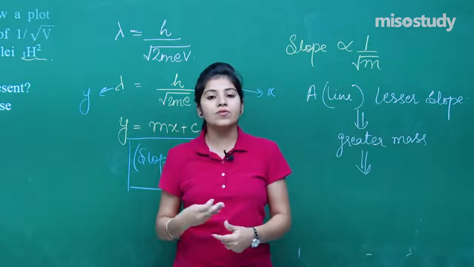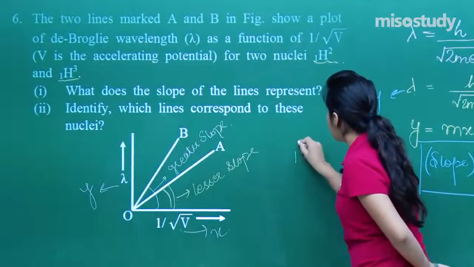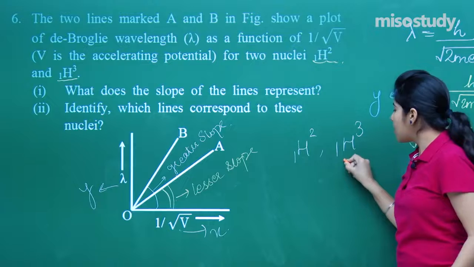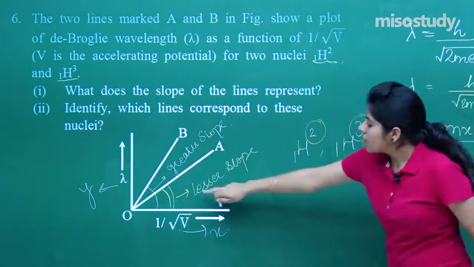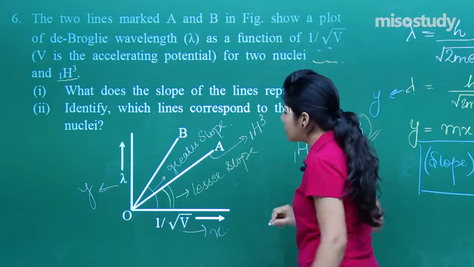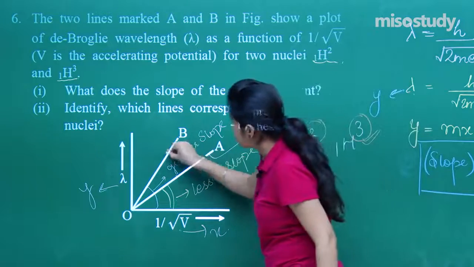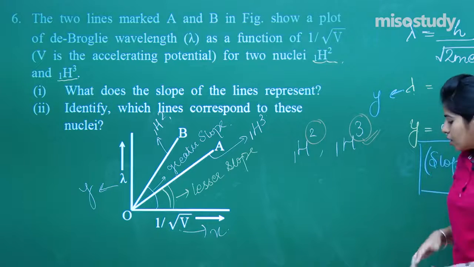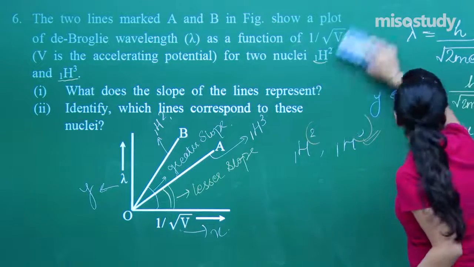So if we are saying it represents the greater mass, then from 1H2 and 1H3, which has the greater mass? The atomic number is the same, the atomic mass is different. 1H3 has the higher mass. So that means line A represents 1H3, of higher mass, and B, which has the greater slope, shows lesser mass, so it should represent 1H2. Okay. This was the question. I think this was the easiest question, and you were able to understand how we have done it.